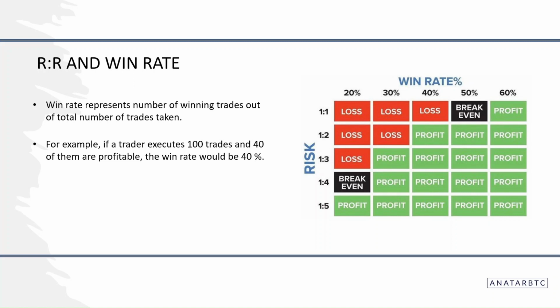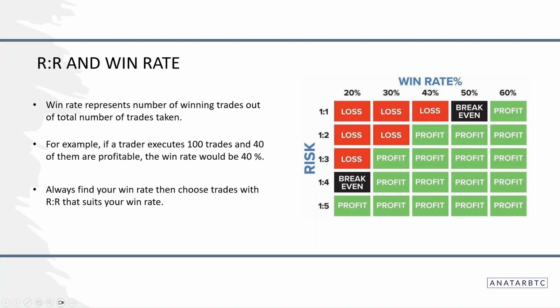We have to check, we have to calculate what our win rate is. We have to find that out. Then according to that, we need to choose the setups that suit our win rate. For example, let's say our win rate is 60%, then we can take the liberty of taking setups of 1 to 2, 1 to 3, 1 to 4, and even we can take the risk of 1 to 1.